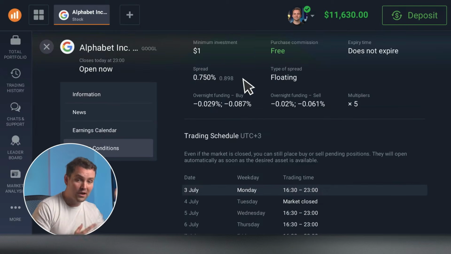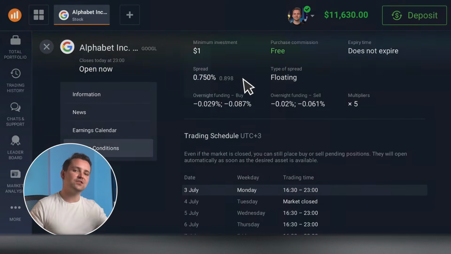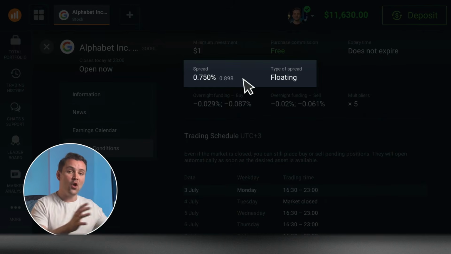A bid-ask spread is an essential characteristic of assets that are traded via contracts for difference. Spreads vary from broker to broker. On the IQ Option platform, the indicated spreads are floating or dynamic, which means they may vary depending on market conditions. One more thing to pay attention to is the trading schedule and the overnight funding.